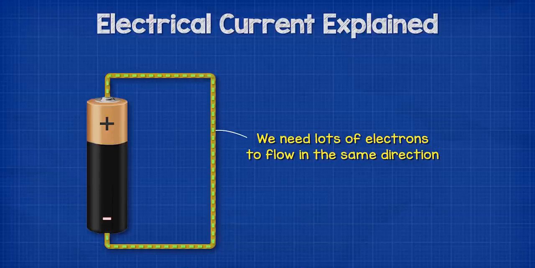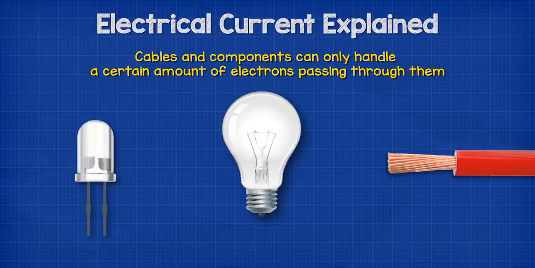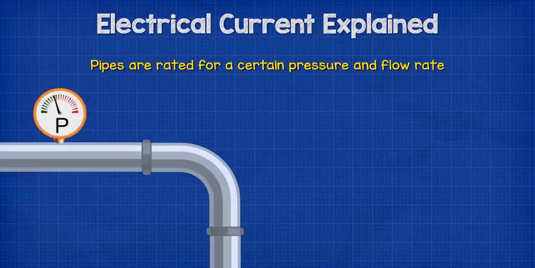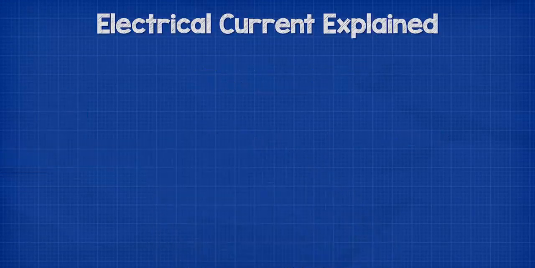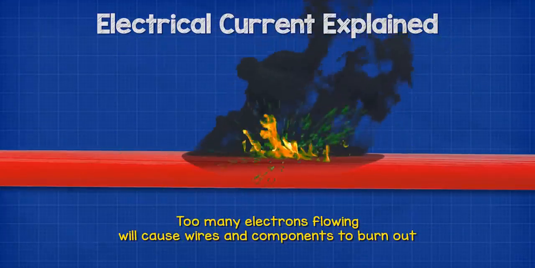So we need a lot of electrons to flow along a circuit and through our lamps to get them to shine brightly. However, the cables and lamp can only handle a certain amount of electrons passing through them. Just like a pipe is rated to handle a certain amount of water passing through it or a certain pressure. If it were to exceed this, then the pipe will just burst. Likewise, if too many electrons pass through the cable or the lamp, then they will burst or burn out.